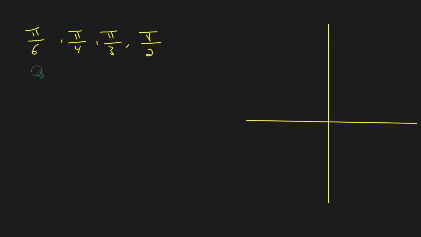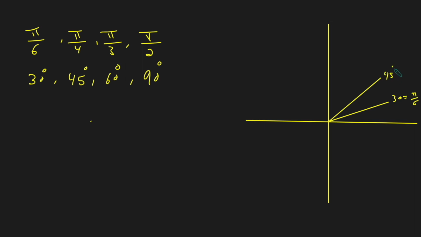So pi over 6, that will be 30 degrees. Pi over 4 is 45 degrees. And pi over 3, 60 degrees. And pi over 2, 90 degrees. So my 30 degrees would be equivalent to pi over 6. Then I'll have halfway in there, I'll have my 45 degrees. And that's equivalent to pi over 4. And my 60 degrees, that's equivalent to pi over 3. And then here, of course, my pi over 2. Very important that you know these.